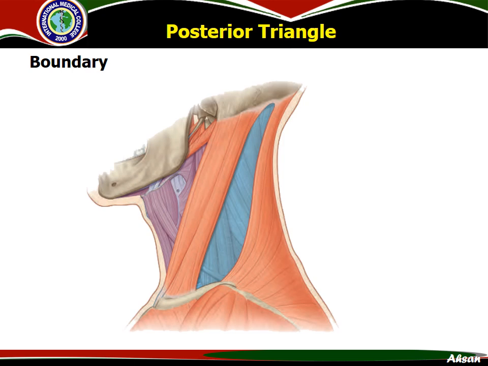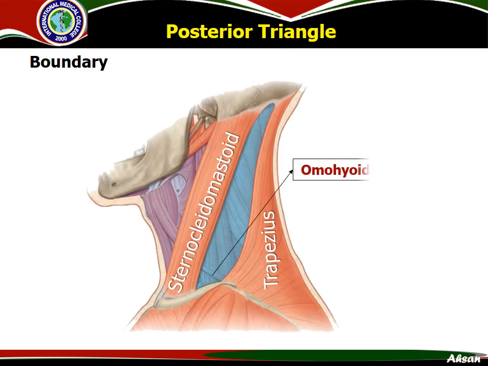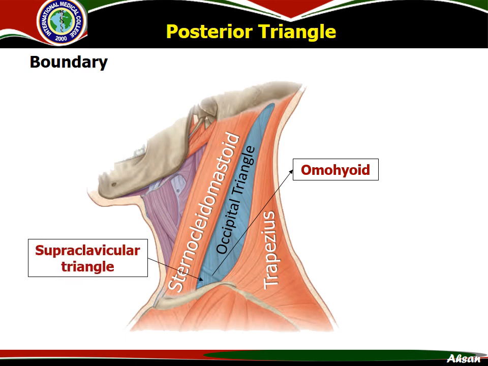Posterior triangle you can see in the figure, it is above the mid third of the clavicle, and the anterior boundary is formed by the sternocleidomastoid, and the posterior boundary is formed by the trapezius, and the apex is above at the occipital bone. This triangle is divided into two parts by the inferior belly of the omohyoid muscle, and the part above the inferior belly of omohyoid is the occipital triangle, and the triangle below is known as the supraclavicular triangle.